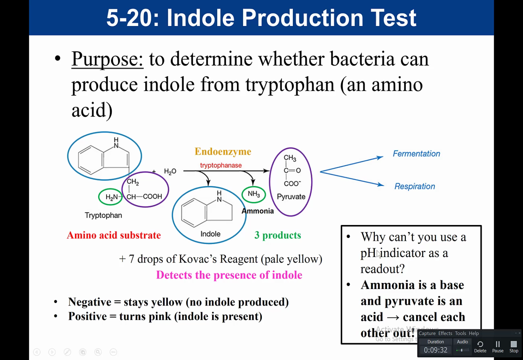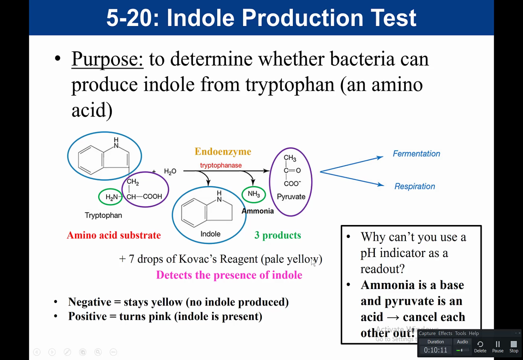You want to know that this test cannot use a pH indicator. You can't use a pH indicator because the pyruvate is an acid and the ammonia is a base, and they cancel each other out, and you won't be able to detect a change in the pH. So for this test under pH indicator, you're going to put none and then describe why. For reagent, you're going to record that the reagent is Kovacs, and that it detects the presence of indole. So that's what this reagent will react with.